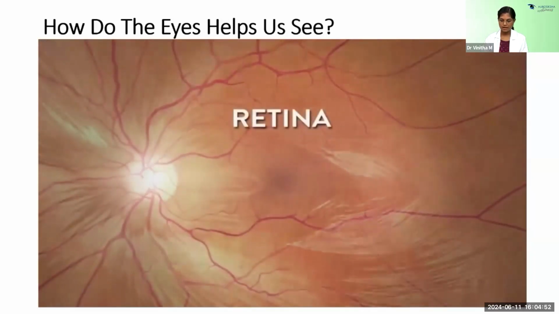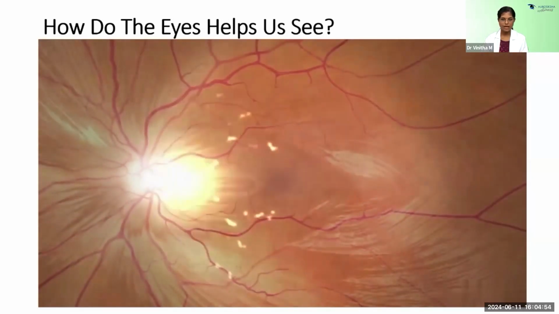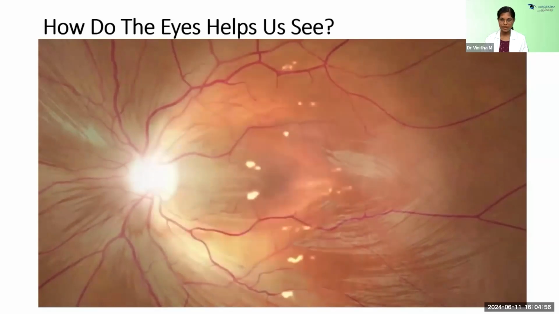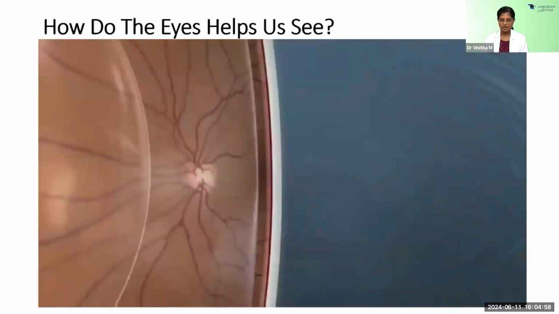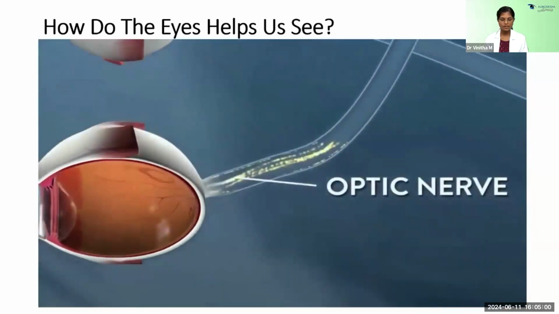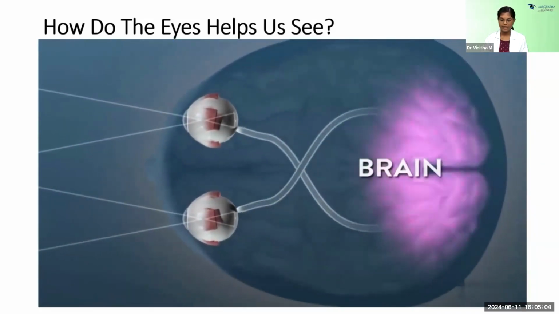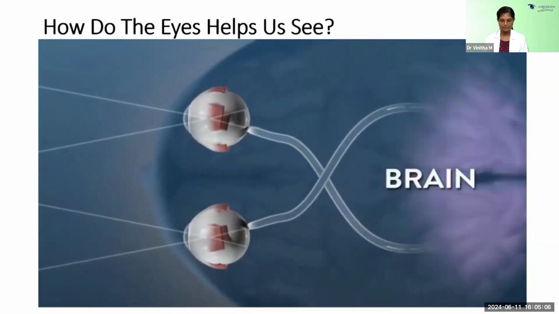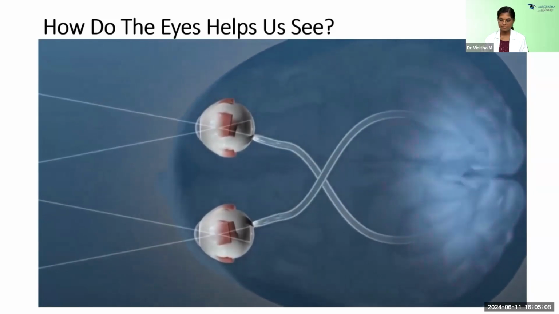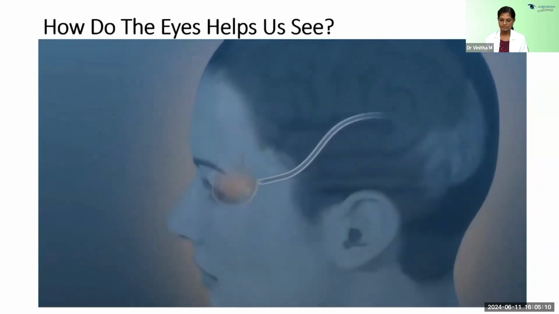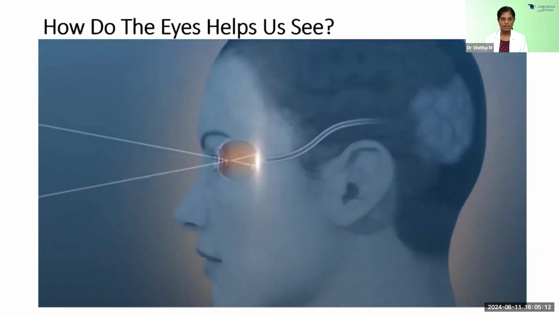The retina converts the light impulses into electrical impulses and transmits them through the optic nerve, which is the second cranial nerve, to the back of the brain where the visual cortex is located. This is how we are able to see things.